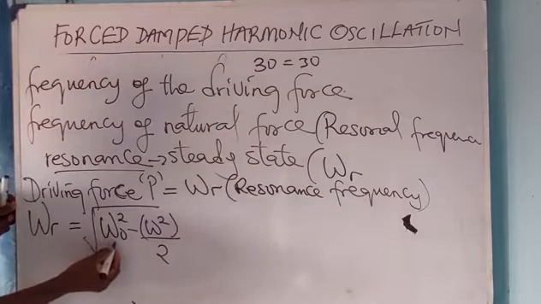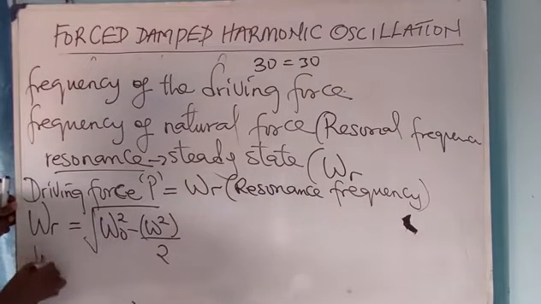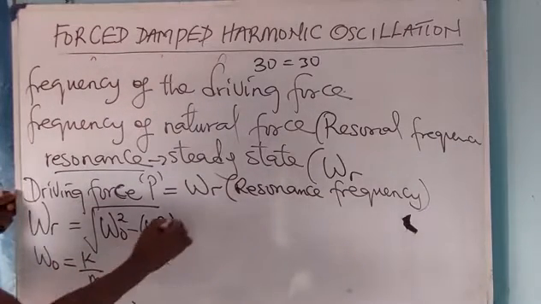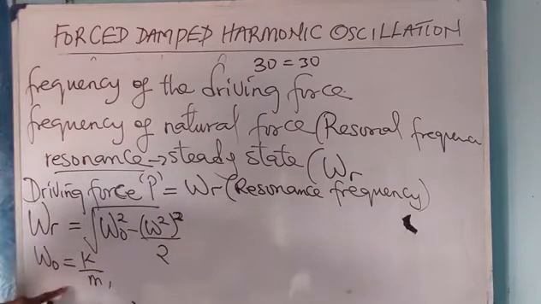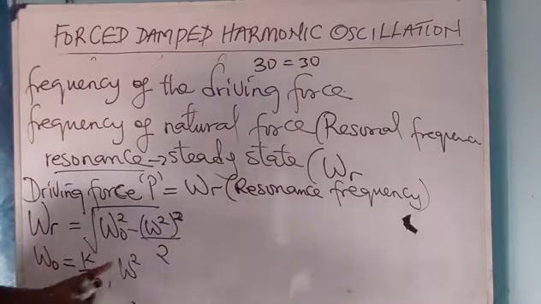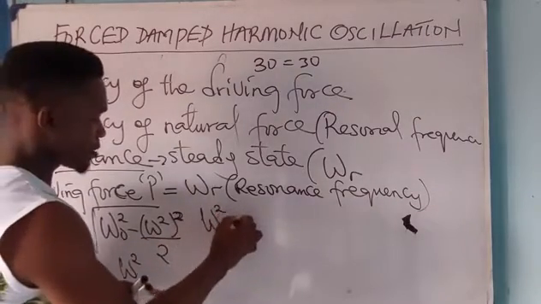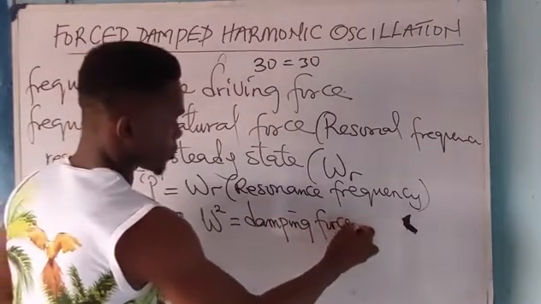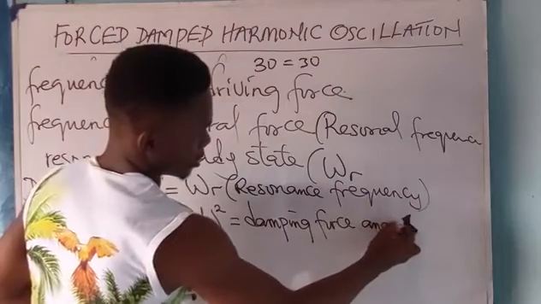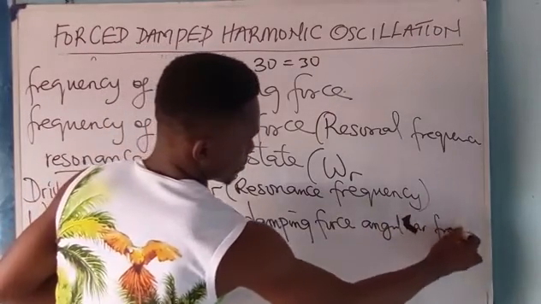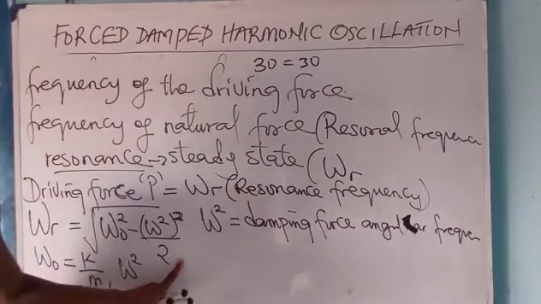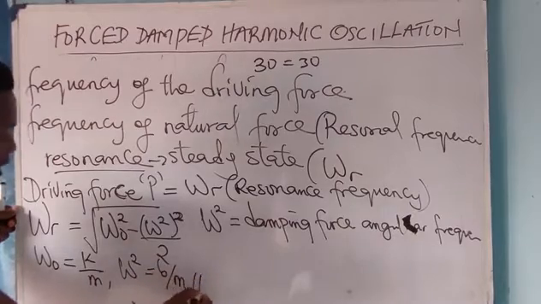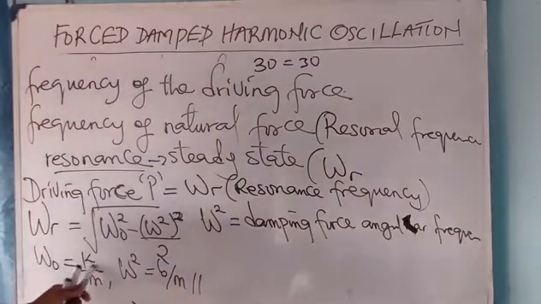So this natural frequency, which is WO, is given as K over M, with a square root here. This other sign means damped or damping force angular frequency, W squared, and it is given as B over M. K is the force constant.